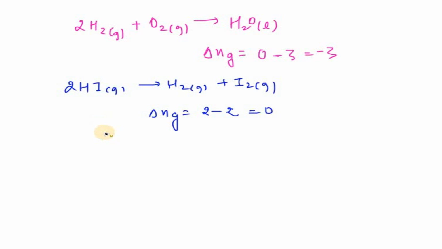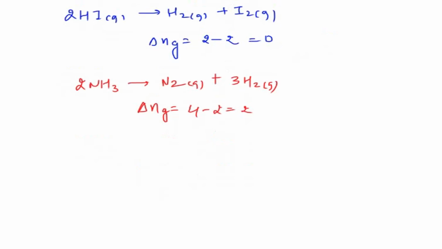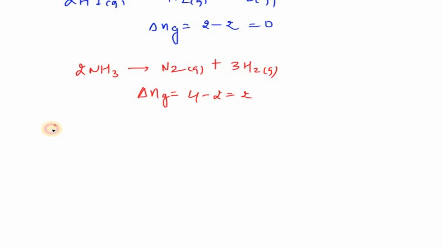Like if we talk about the equation 2 ammonia forming N2 in gaseous state plus 3H2 in gaseous state, delta Ng here comes out to be: how many gaseous products? 4 minus 2, that comes out to be 2. So when we have delta Ng equals 0, in that case delta H will be equal to delta U.